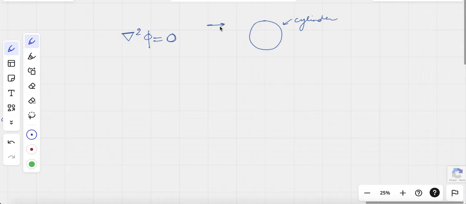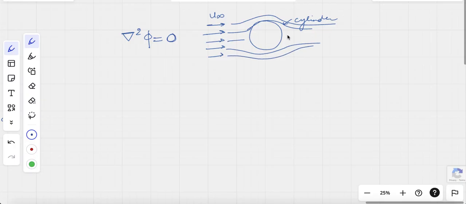and a free stream flowing with velocity of u infinity. So the flow will be of this sort. Okay, so we'll see how this is done.